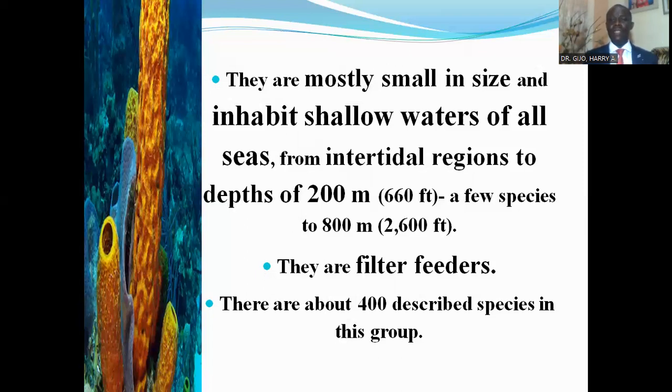They are filter feeders. Organisms in the class Calcispongia are filter feeders. They filter food from the water. There are about 400 described species in this group.